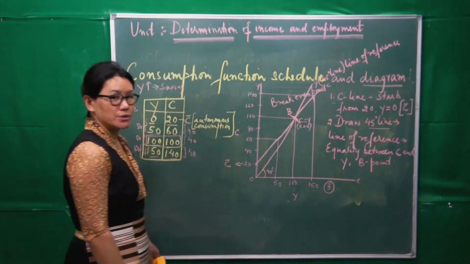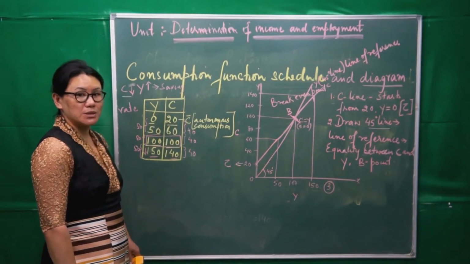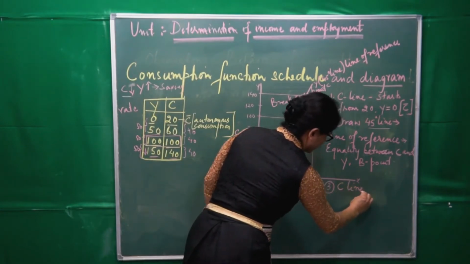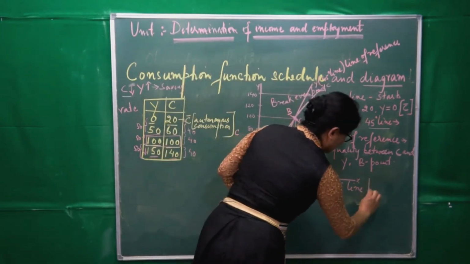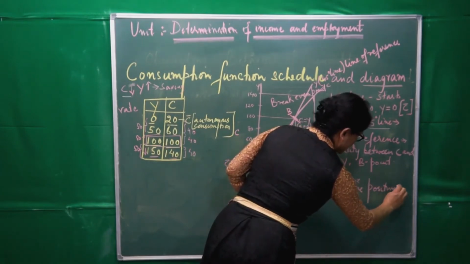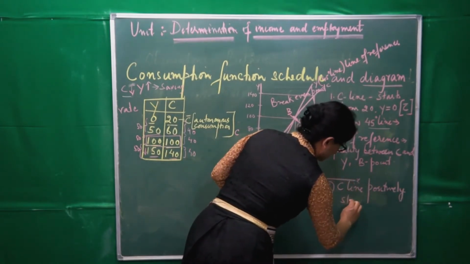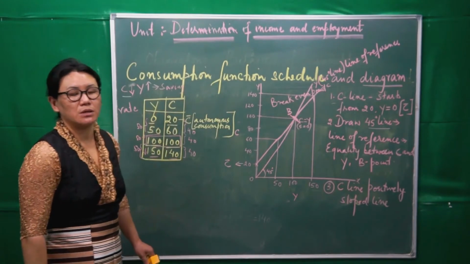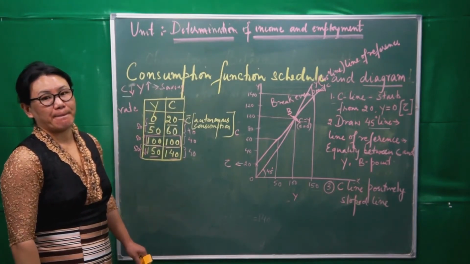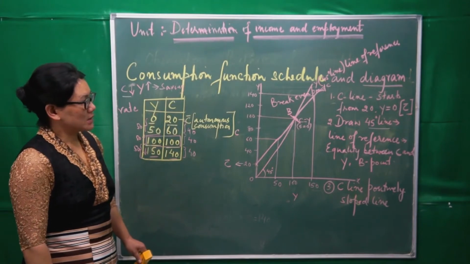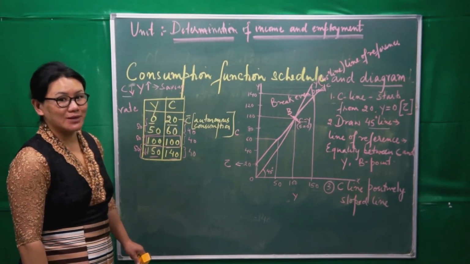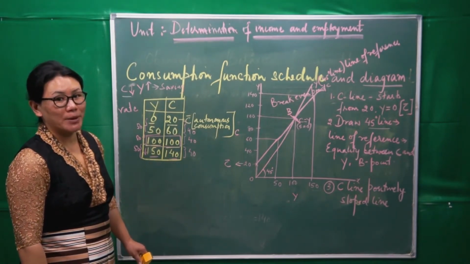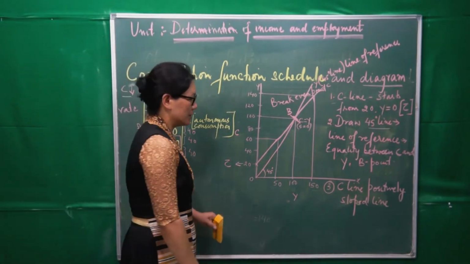Third one. The third relationship shows a positive relationship between these two. Right? So the C line is a positively sloped line, which shows the positive relationship between C and Y. Okay, what is the shape of the C line here? When we say positively sloped, it will be an upward sloping curve. Is that clear? Okay.